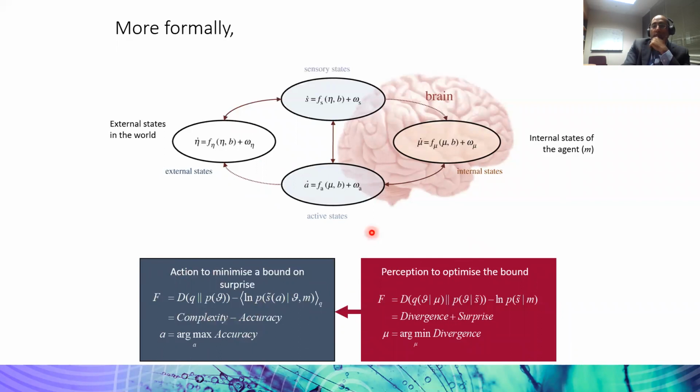So this was just to introduce what the free energy principle is and what active inference is, and we can use this framework to develop much better artificial agents, which may have near biological intelligence.